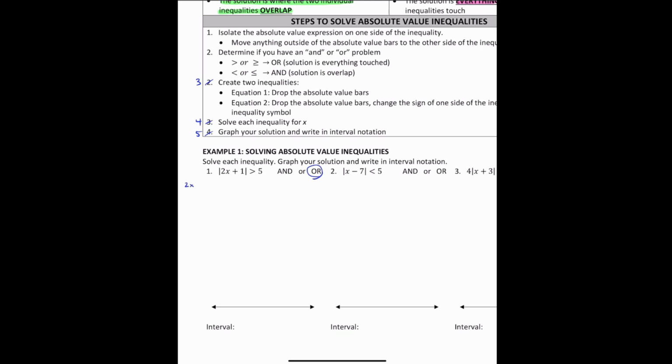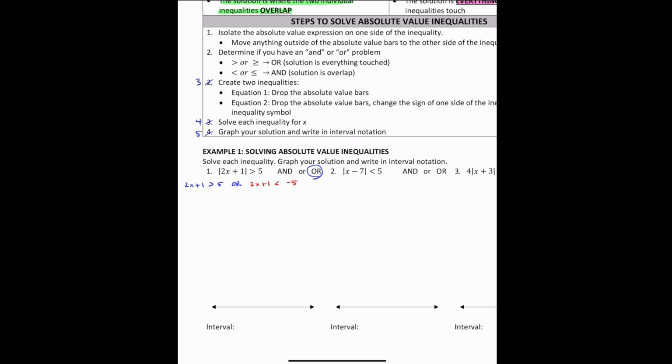So I'll have 2x plus 1 is greater than 5, or, because it's an "or" problem, 2x plus 1, and then that 5 is going to become a negative 5, and then we need to flip the symbol. So that greater than sign becomes a less than sign for this inequality. So for this one over here, all I did was drop the absolute value bars. And then for this one over here, I dropped the absolute value bars, changed the sign, and flipped the symbol. All right? And then we're going to go ahead and proceed to solving this inequality.